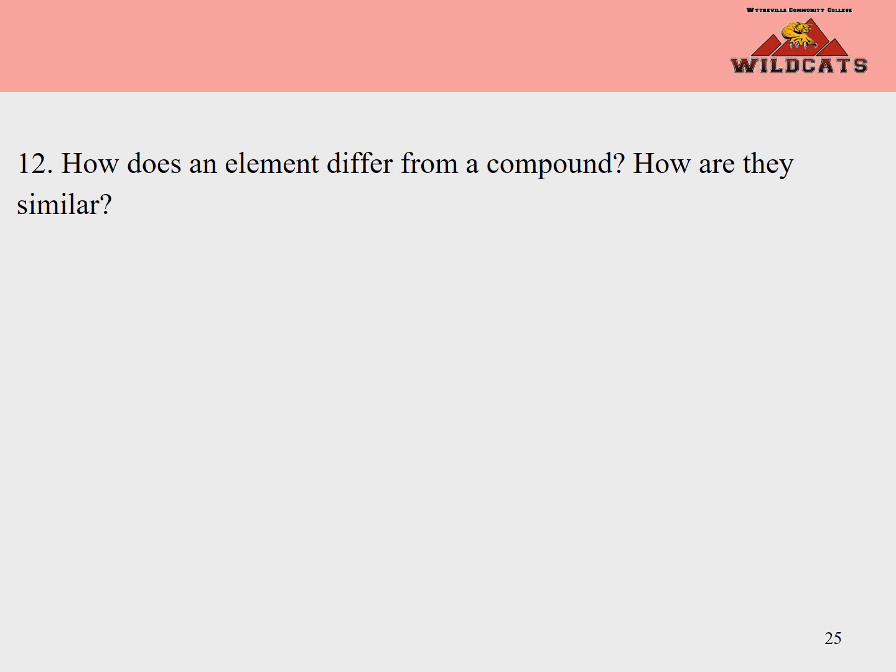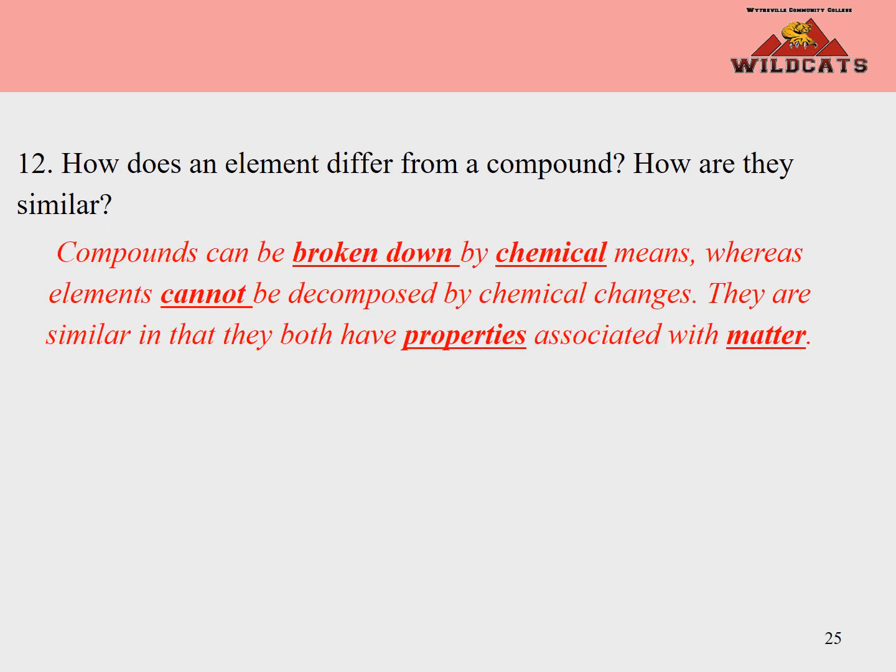How does an element differ from a compound, and how are they similar? Compounds can be broken down by chemical means, whereas elements cannot be decomposed by chemical means. That'd be a nuclear reaction if we're breaking them down. That's for Chem 112. They're similar in that they both have properties associated with matter. They have specific properties that'll identify and help us classify them.